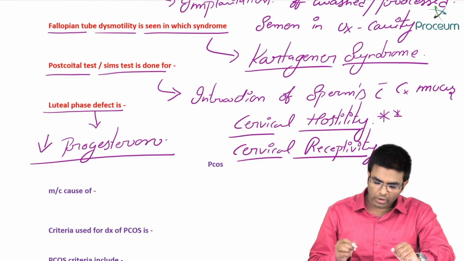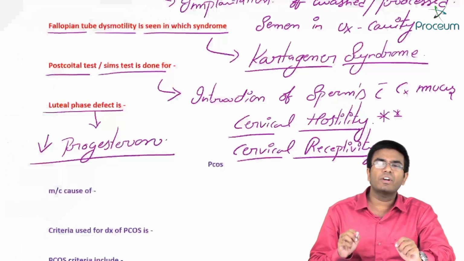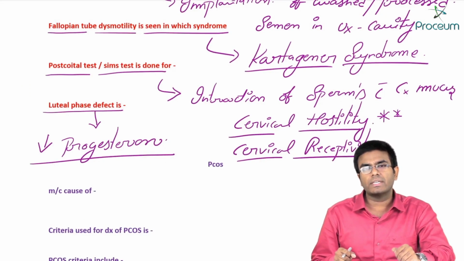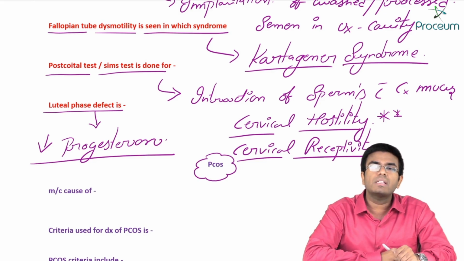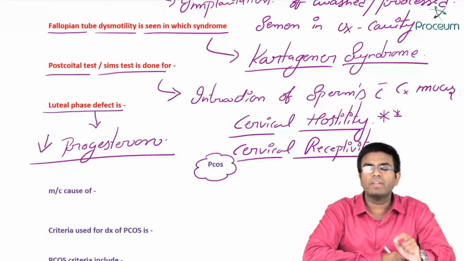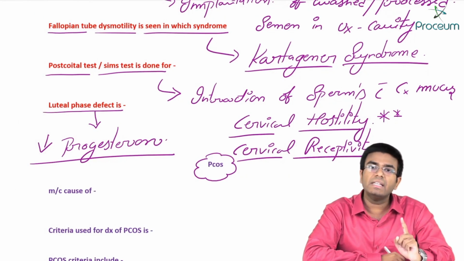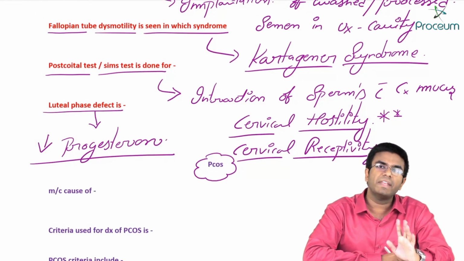Okay guys, we have completed the topic of infertility, not the topic, important points about infertility. Now let's see important points about polycystic ovarian syndrome. Okay, very important topic. You can expect at least one MCQ in every exam.